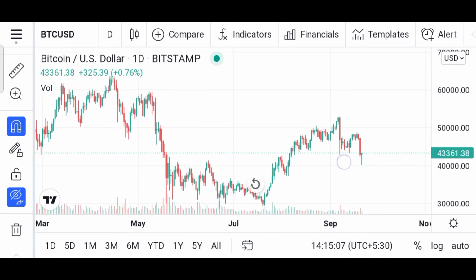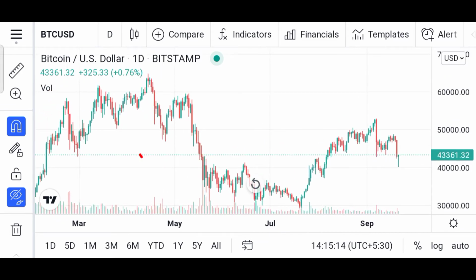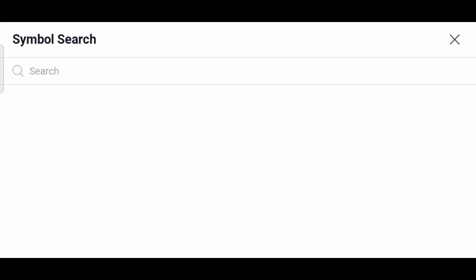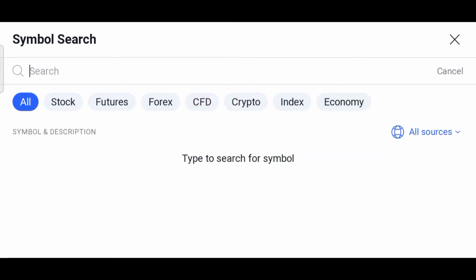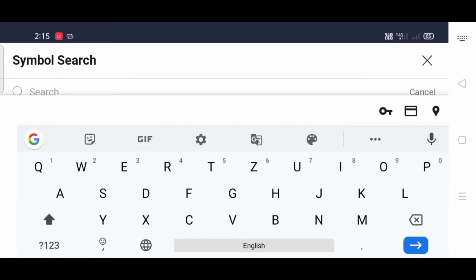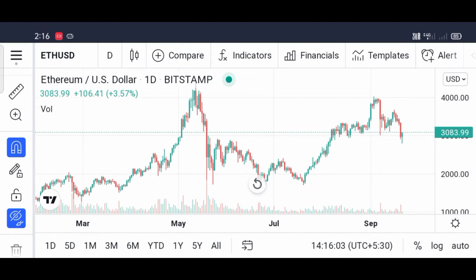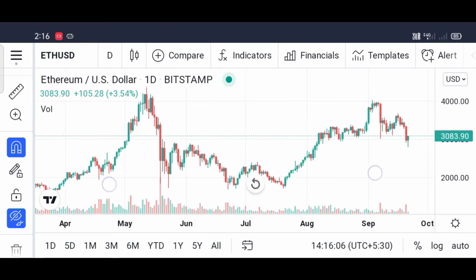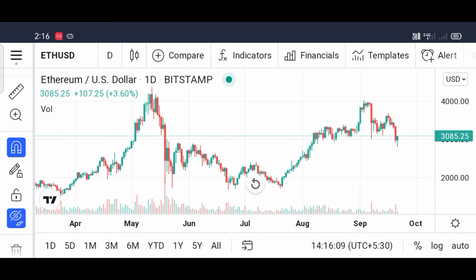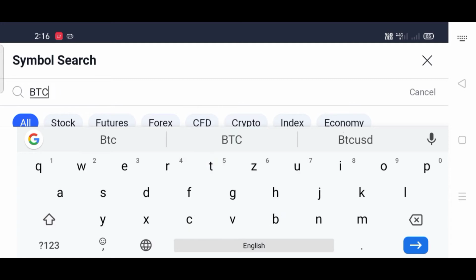This is the chart of the asset. This is the price chart. Now we can select any pair from here, like Ethereum USD. This is Ethereum price chart. In this way we can select any pair to trade our asset. Now I am going to BTC.